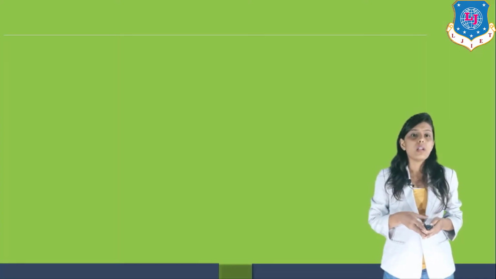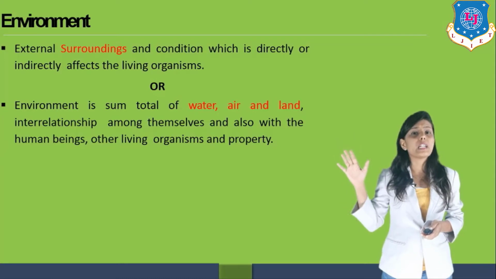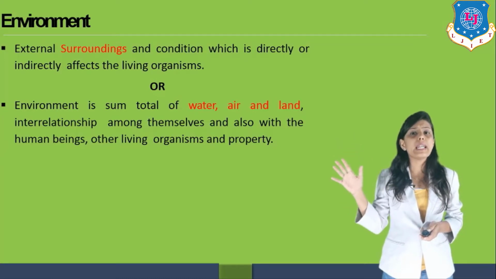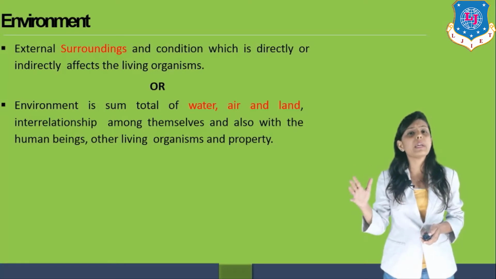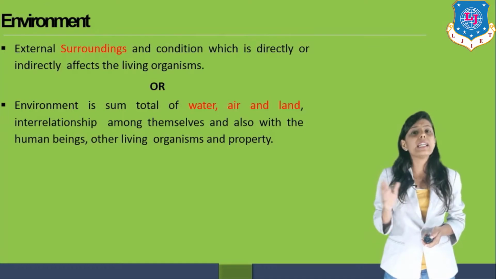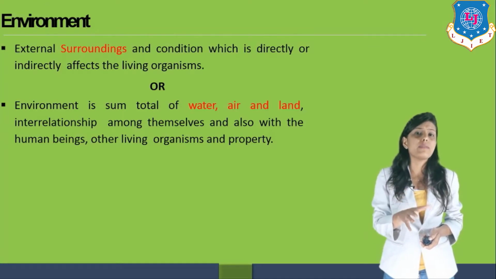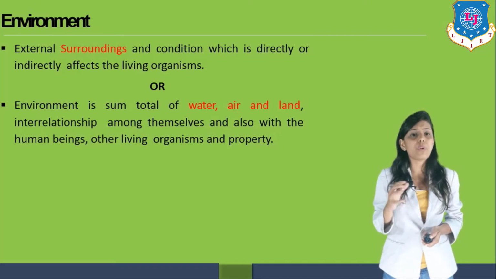Let us learn what is environment. So environment is external surrounding and condition which directly or indirectly affects the living organism. Or you can also say environment is the sum total of water, air and land and interrelationship among themselves and also with the human beings and other living organism and property.